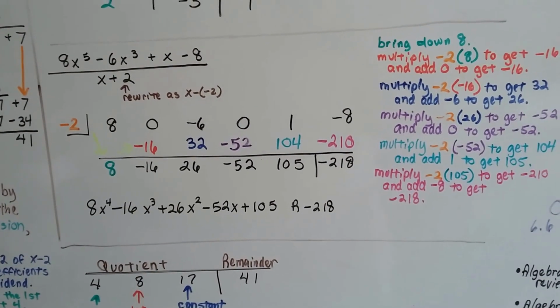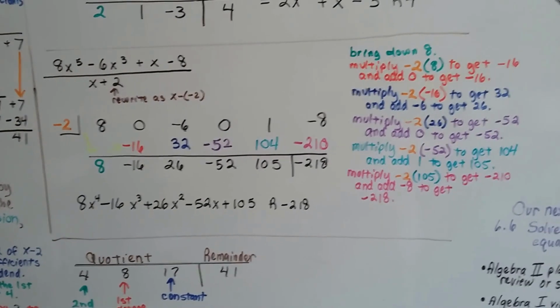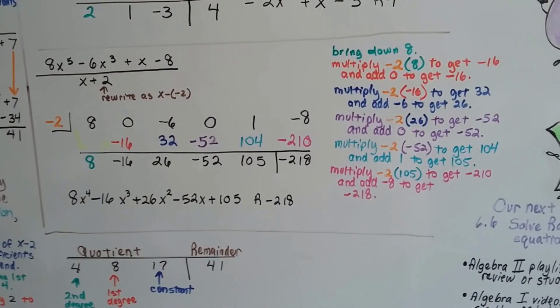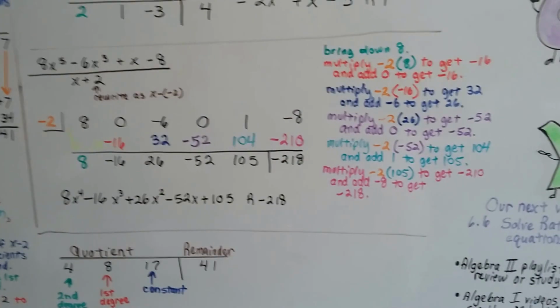See? Isn't that cool how we did that with no variables? It's a little quicker than doing that long division way, isn't it?